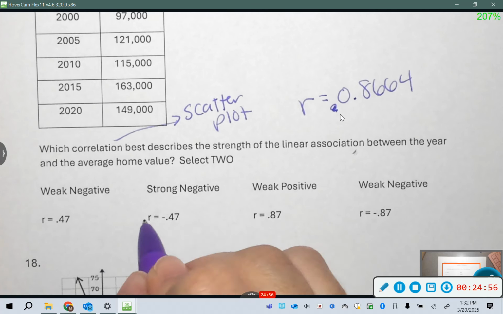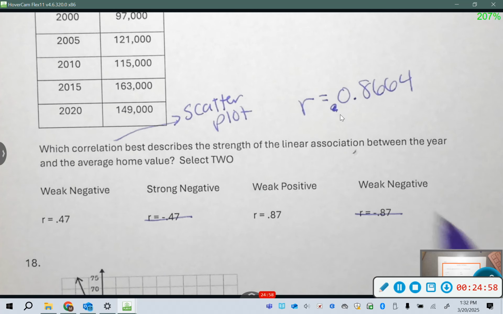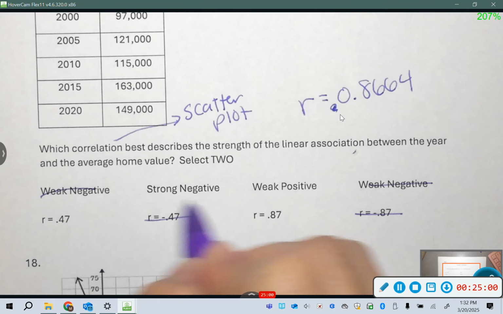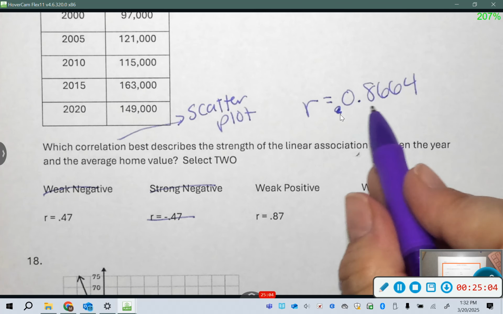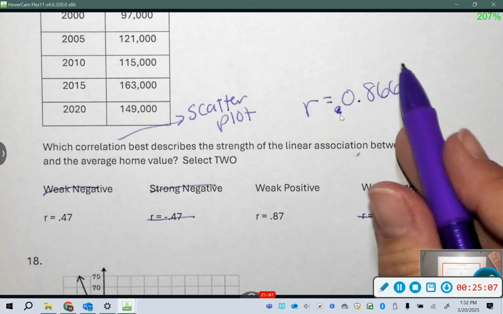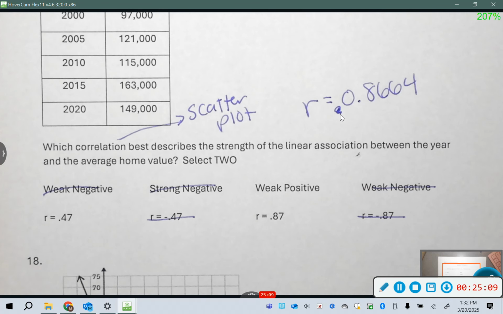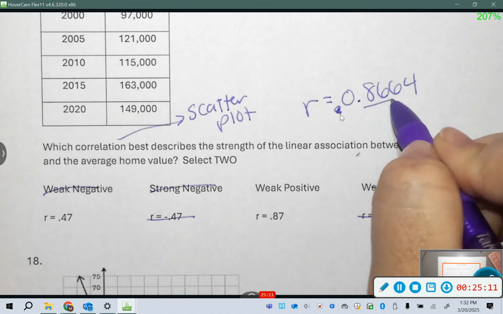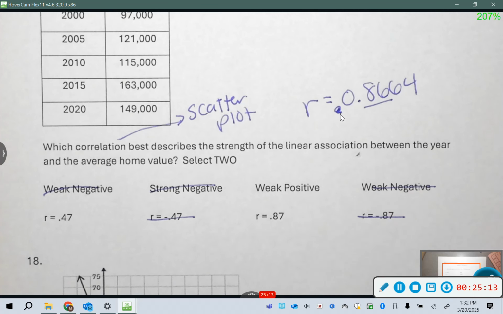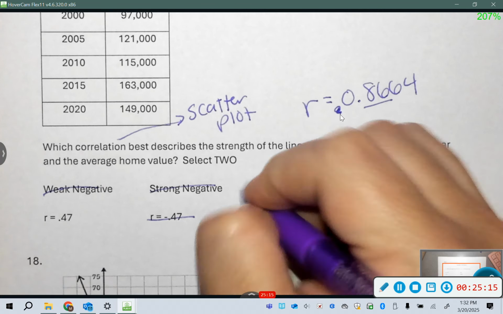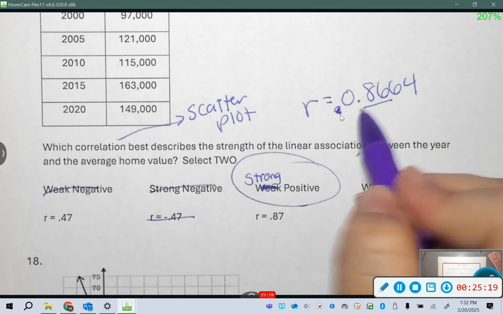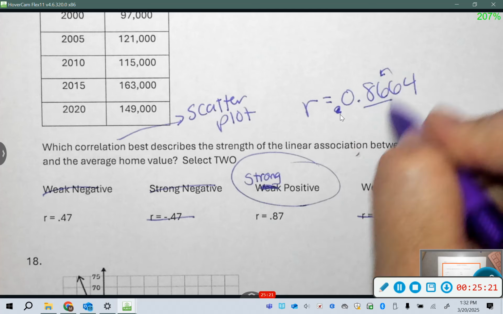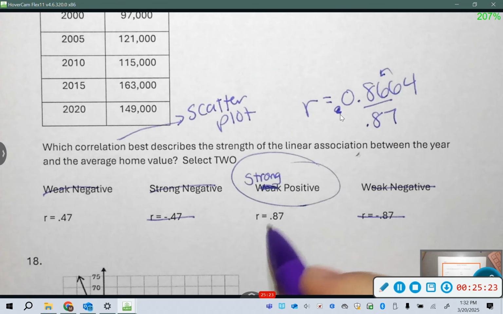Well, this is a negative, this says negative, and this says negative. Something I want you to realize is we taught you anything above an 8, think of like an 80 or above as a test grade. That's strong, okay? So knowing that, if it's above 80, this is actually strong. This is the only one that says positive though. So we're going to write in strong positive. And if I rounded this, the 6 makes the 6 go up, so it's 0.87, which is here.